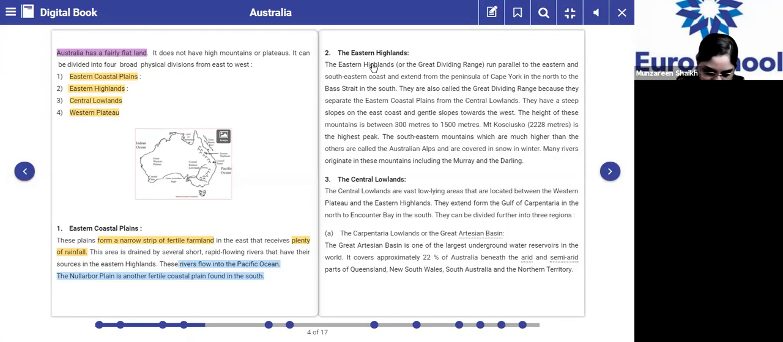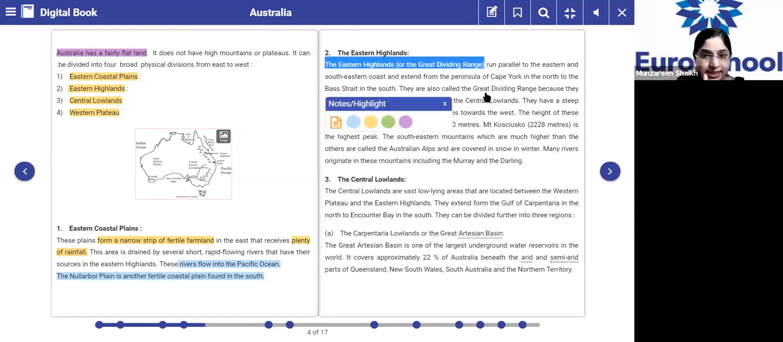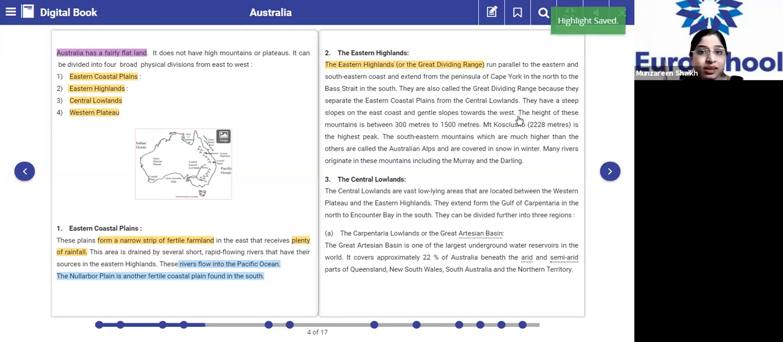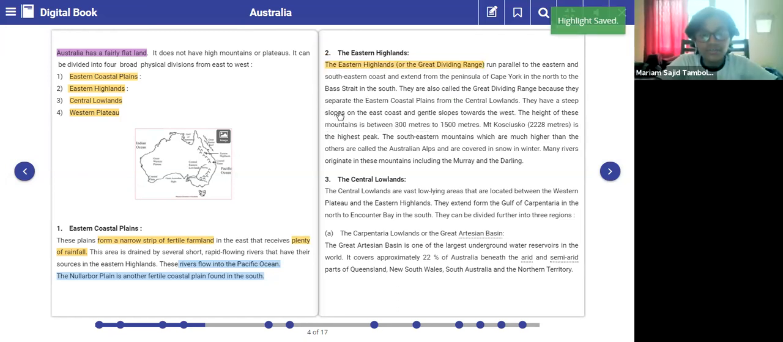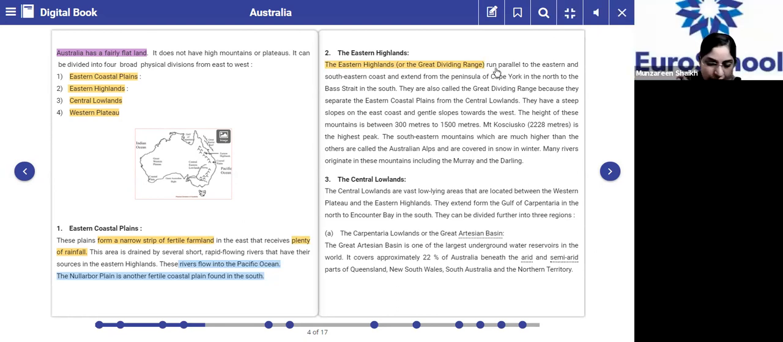The eastern highlands, or the Great Dividing Range. So this is the other name. It is not that it will always be mentioned as Eastern Highland. The other name for Eastern Highland is also the Great Dividing Range. They run parallel to the eastern and the southeastern coast and extend from the peninsula of Cape York in the north to the Bass Strait in the south.